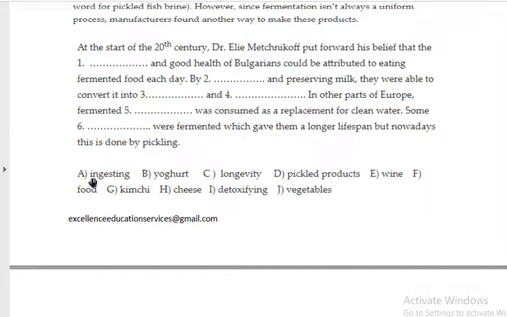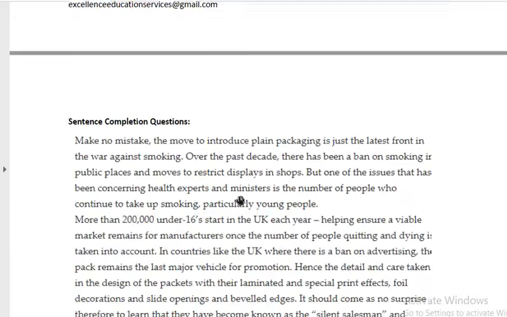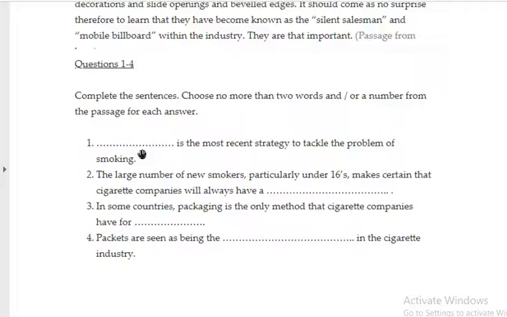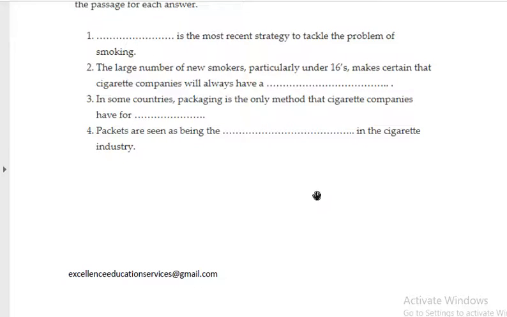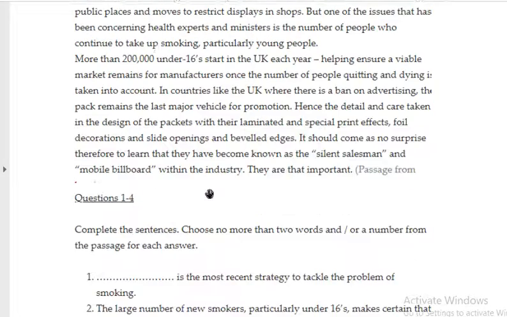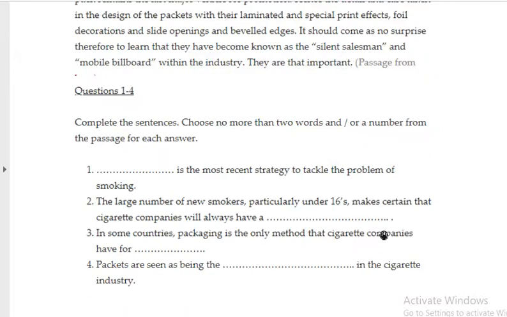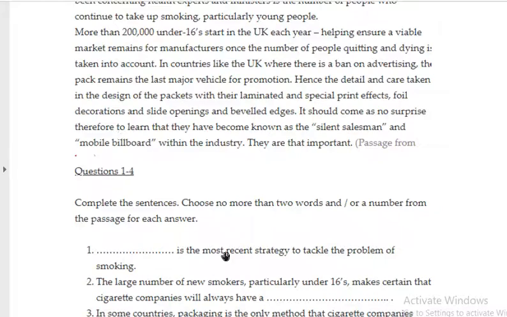It's an MCQ. You have choices and you have to put some of the words from, for example, pickled product number 1, detoxifying number 2, kimchi number 3. But in this type of question you will have to write the word. There are no examples or options, so you will have to read this whole paragraph and then write a word on your own.